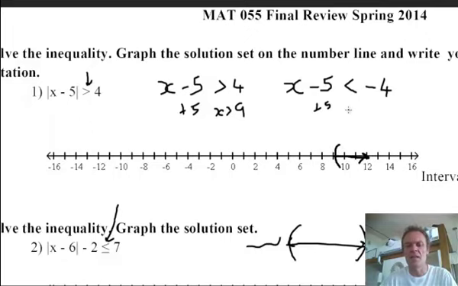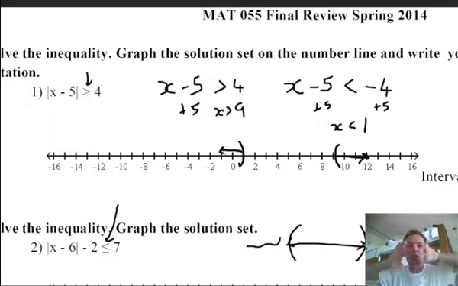Now, if I add a 5 to negative 4, I'll get positive 1. But this is the less than, x is less than positive 1. So that will be there, and that's going that way. That's kind of the diagram. Again, it's the numbers away from that, so there's nothing between 1 and 9.